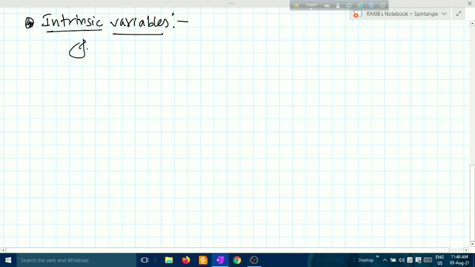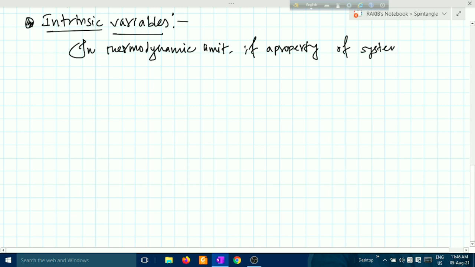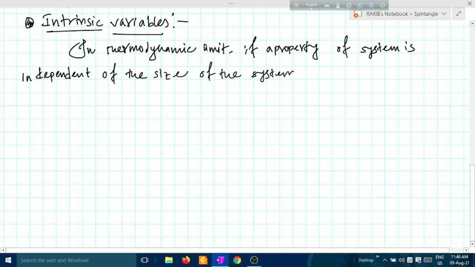In the thermodynamic limit, if a property of a system is independent of the size of the system, then this is called an intrinsic variable or intrinsic property.